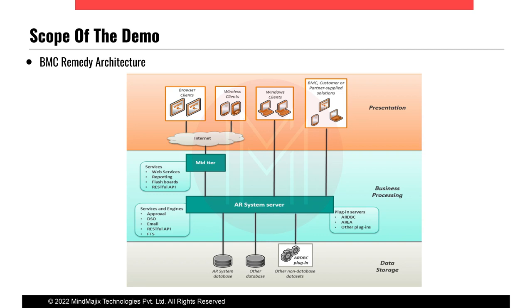For example, let's say there are 50 records, and there are two users, user A and user B. If user A has limited access to only 10 records, and user B has access to all 50 records, then this access restriction and validation happens at the business processing layer.